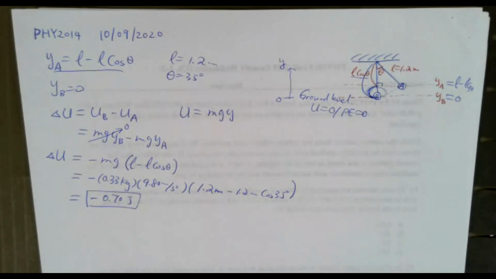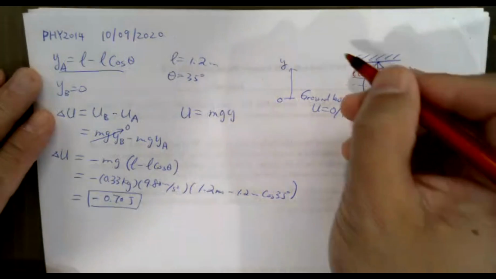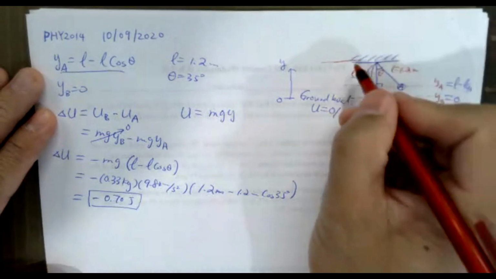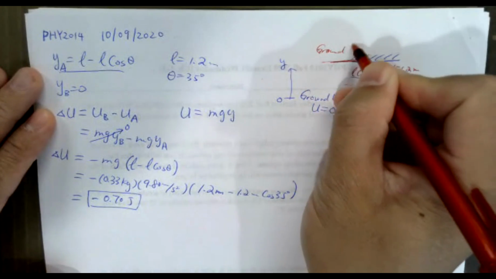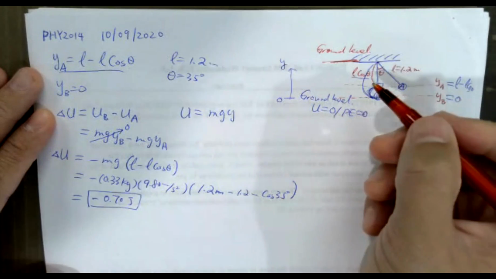All right. Now, as I mentioned earlier, the ground level for potential energy is arbitrary. So you can try to pick this as your ground level. You can do this after class, and then give it a try.